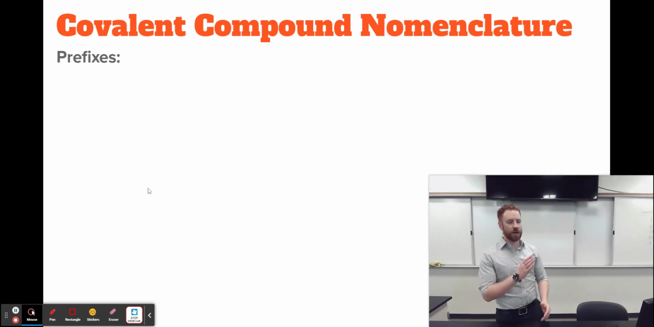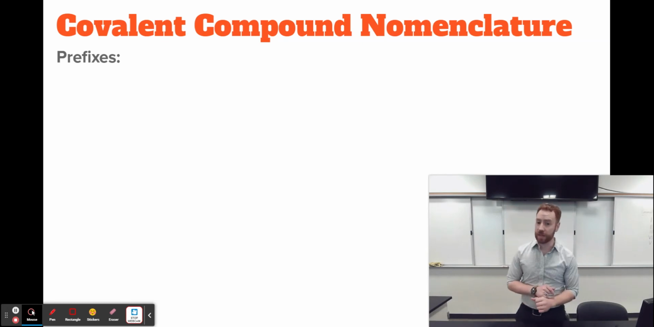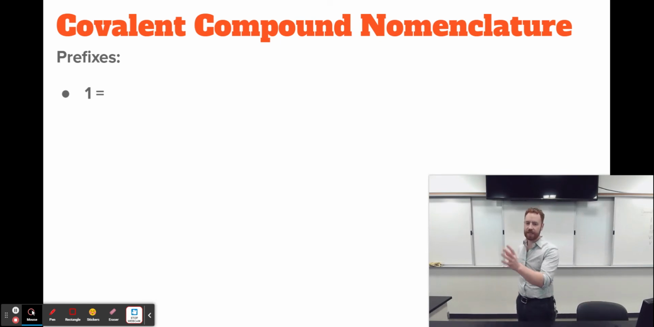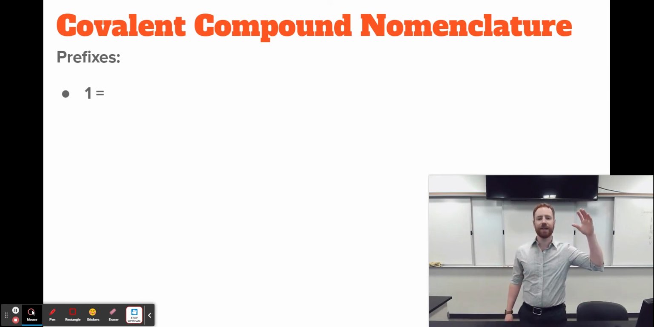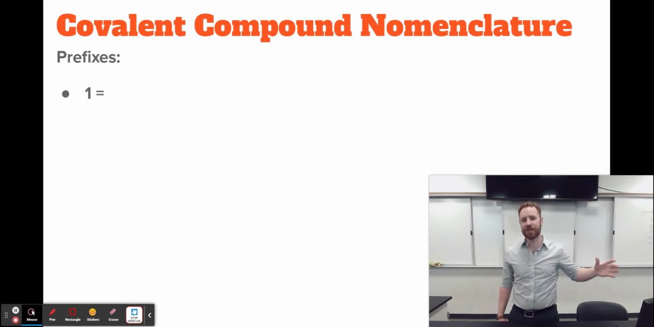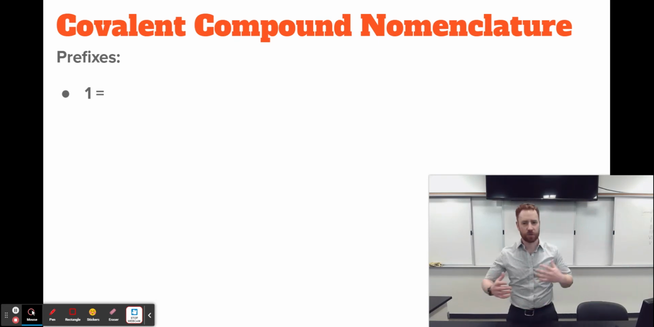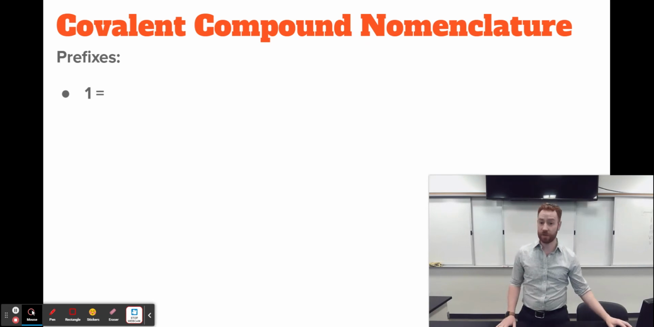So let's get into compound nomenclature with covalent compounds. This is going to be really similar to ionic compounds in some ways. You're going to do a lot of the same things with the words, but you need to know your prefixes. Because in a covalent compound, you have to designate in the name how many atoms of each element are there. In ionic compounds, you don't have to because you can rely on the charges, but in this case, because things can form multiple bonds, you have to designate how many of everything are there.